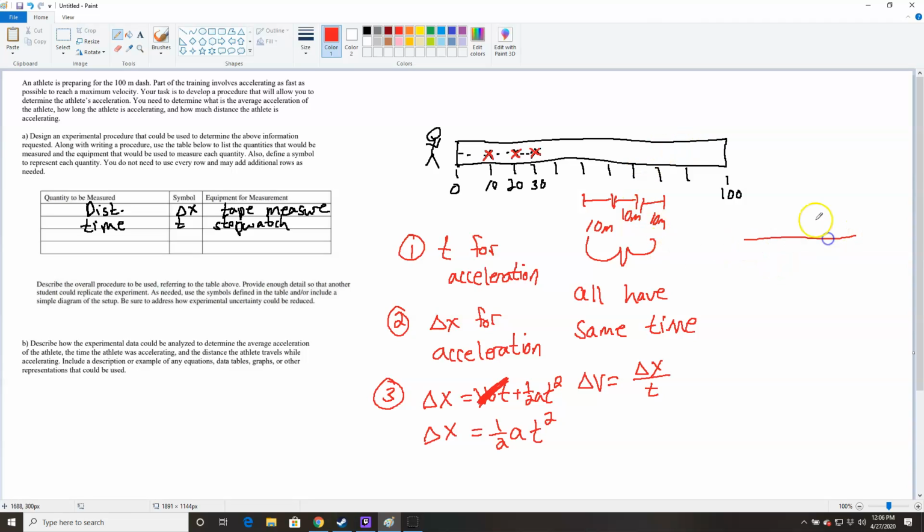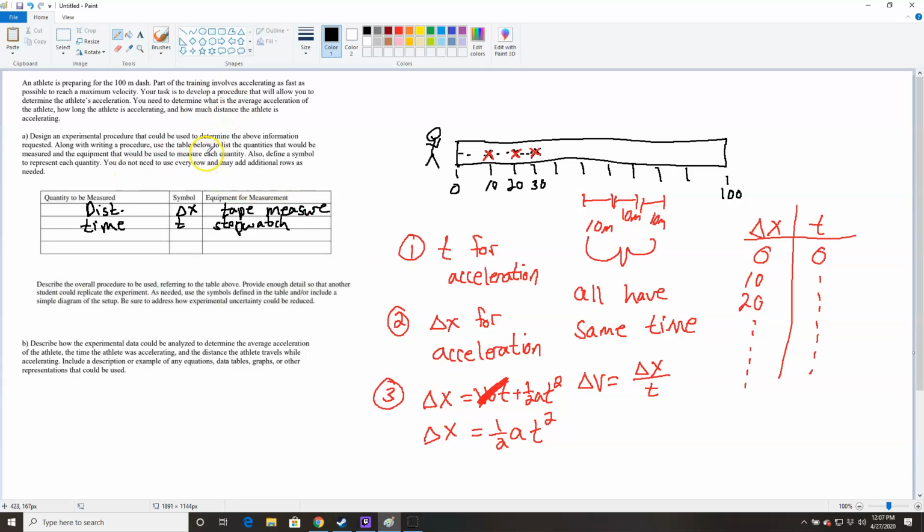So basically what I'm going to end up with is a data table that says delta x, t, 0, 10, 20, on and on and on. Time would be recorded in the other column. So x is my independent variable, time is my dependent variable. At this point, I've got this table filled out. I have a way to answer all three of these questions, and I have a procedure.